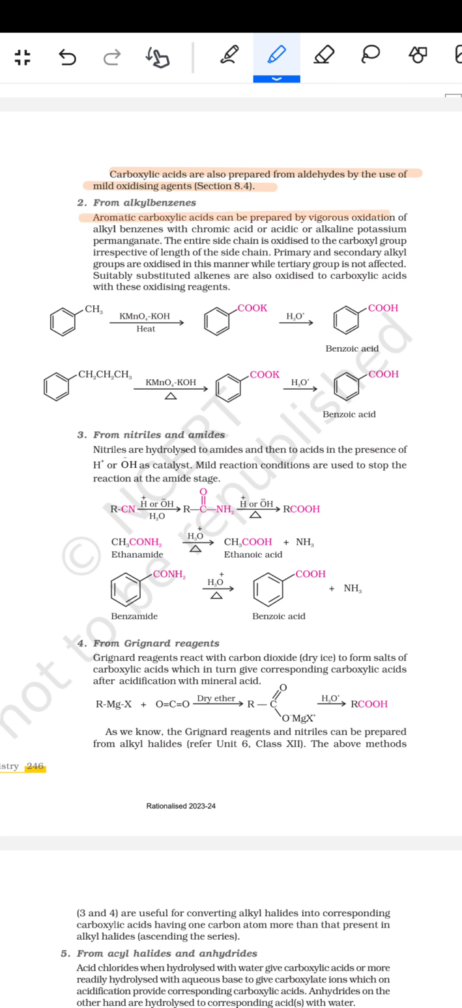Aromatic carboxylic acid can be prepared by the vigorous oxidation of the alkyl benzene with the chromic acid or the acidic or the alkaline potassium permanganate. The entire side chain is oxidized to the carboxyl group irrespective of the length of the side chain. Primary and the secondary alkyl groups are oxidized in this manner, but tertiary group is not affected. Suitably substituted alkenes are also oxidized to the carboxylic acid with these oxidizing reagents.